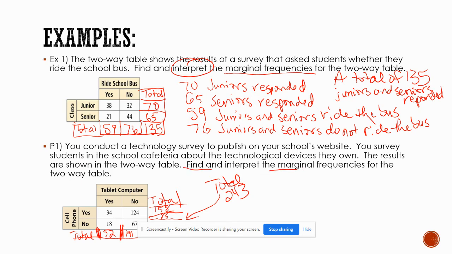So we found our marginal frequencies, or the totals. Now interpret them. So 158 total students had cell phones. 85 students did not have cell phones. 52 students had a tablet computer. 191 students did not have a tablet computer. 243 total students responded.